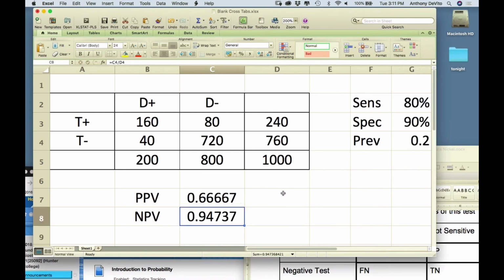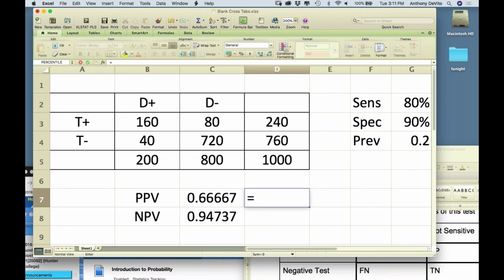Okay, so I'm going to put this in another format here. In the future, you might help out. So the positive predictive value is equal to the true positives divided by the true positives plus the false positives.